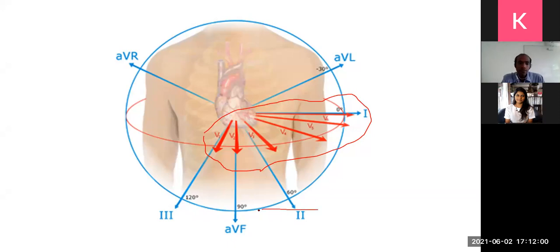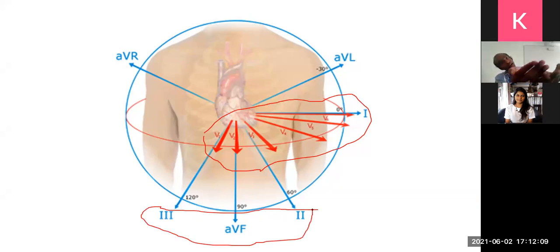Then 2, 3 and AVF look at the heart from the bottom, or the inferior surface. So these windows are located under the heart. 2, 3 and AVF are located under the heart. Inferior. So these are inferior.